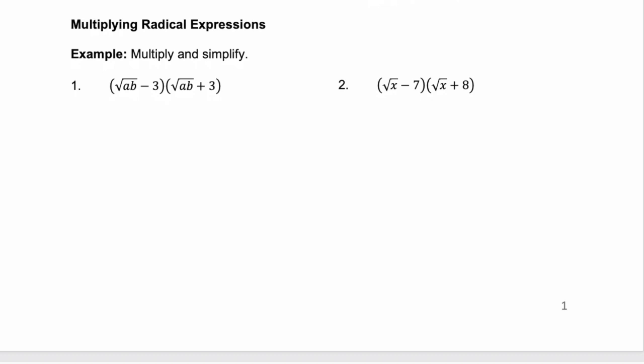Now, what if we multiply? Multiplying radical expressions, you're just going to use FOIL or distribution. So for example 1 and 2 here, we're given two expressions that are binomials. So we're going to use FOIL.